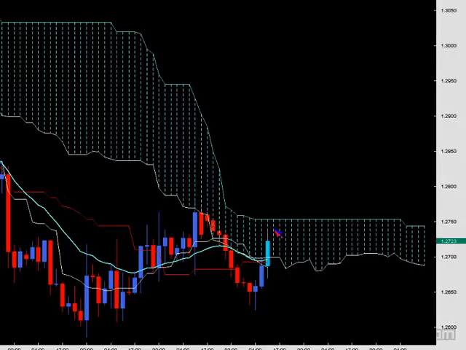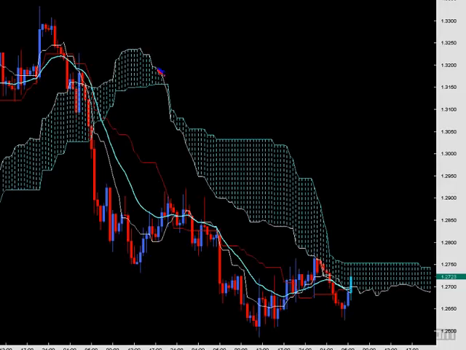In that process, the Kumo, or the cloud, has made this interesting formation. It went from very thin to very thick, and then back down to thin, and then it kind of flattened out over here. Now, why is that so important? Well, first of all, for those of you new, the Kumo represents support and resistance. Therefore, if it's thick, then it represents a thick amount of support or resistance, depending on which side price action is on. If it's thin, then it represents a lesser amount of support and resistance. But what's most interesting about this one is this flat section right here.